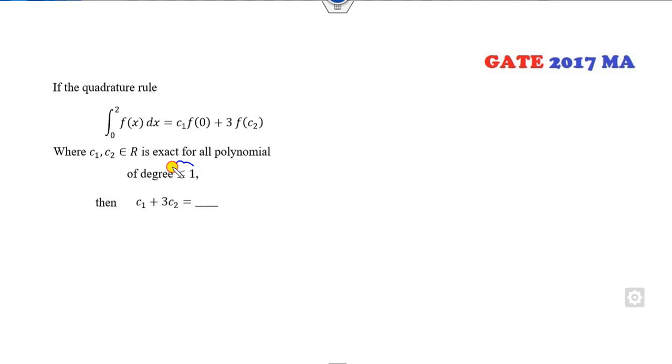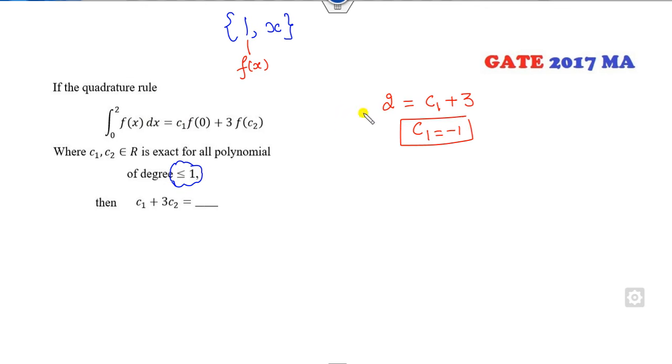Look at this one. Because again integration is there. Degree is less than equal to 1. So bases are 1 and x. If I take f of x is my 1, substitute here. Left hand side is 2. This is my c1 plus 3. c1 will be minus 1.